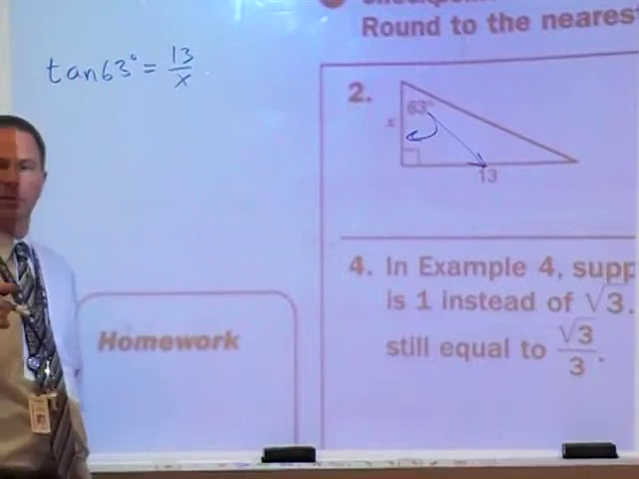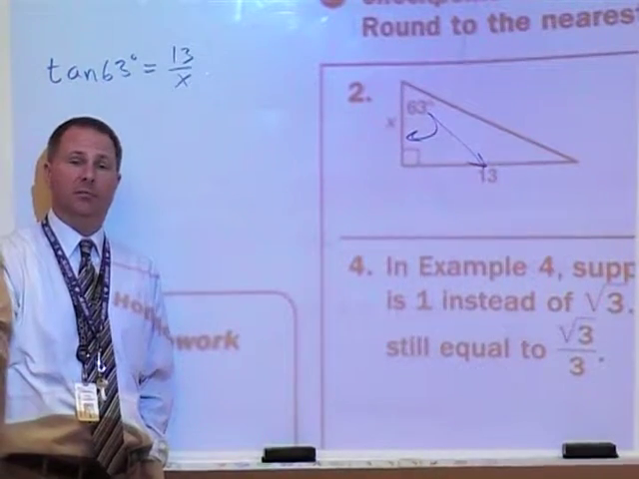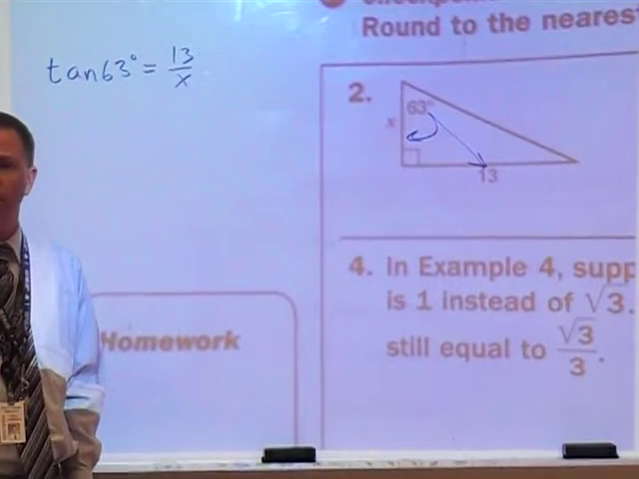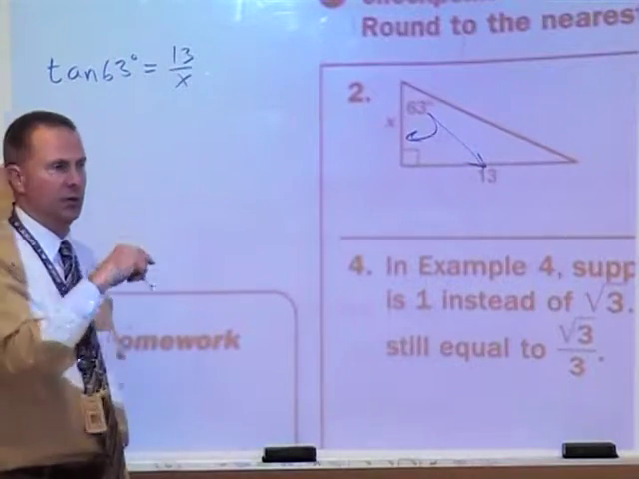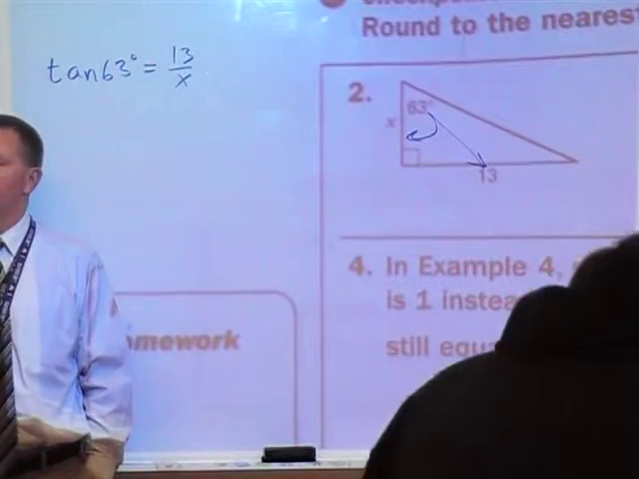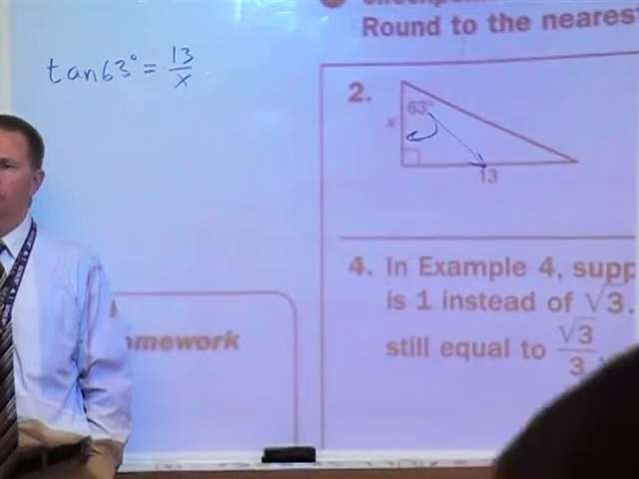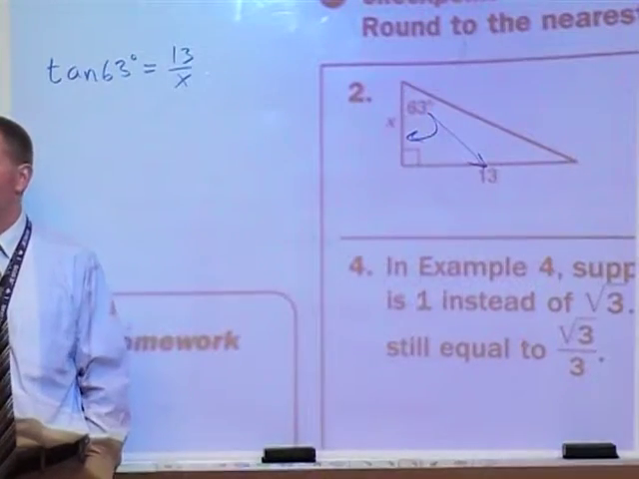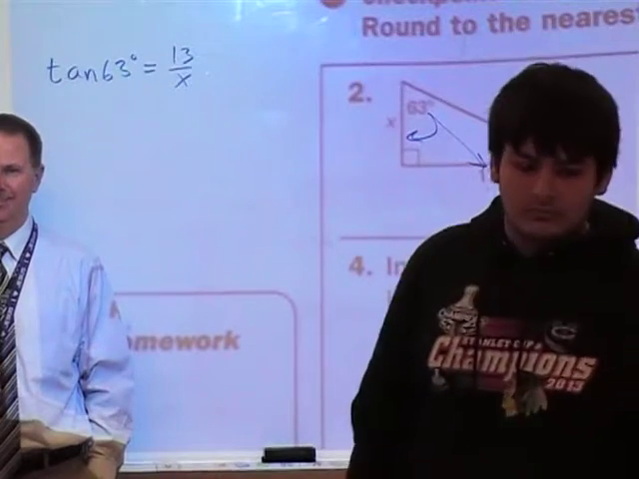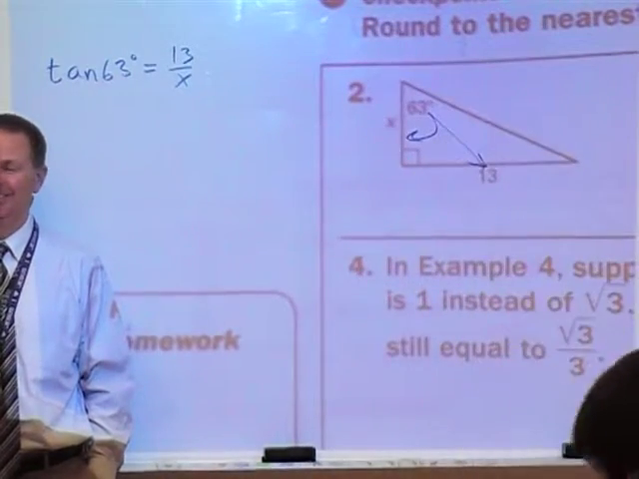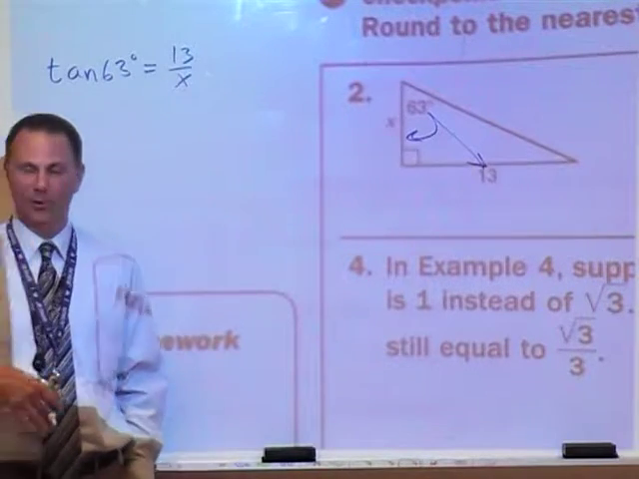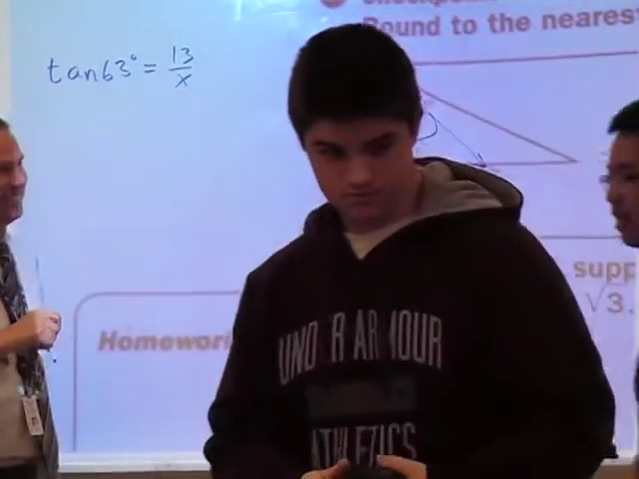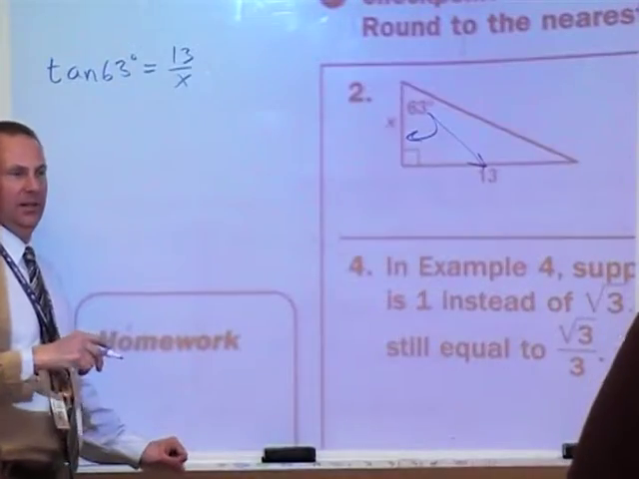Now, you're going to solve at this point. That's the whole point behind this. What's the tangent of 63 degrees? Somebody round it to the nearest 4 decimal places. If you want to grab a calculator, you're going to need it for your homework anyway. Get it. Tangent of 63 degrees. Who's got it?